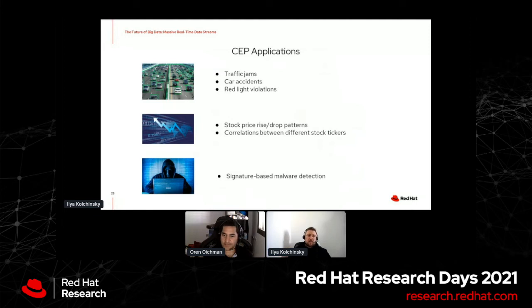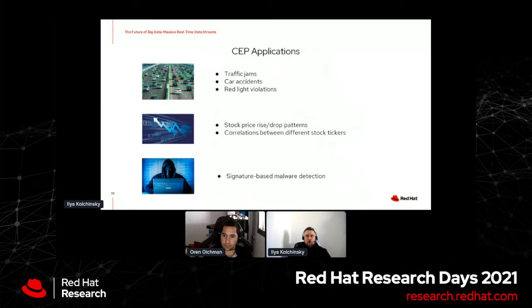If we're talking about cybersecurity, every behavioral signature of malware is a CEP pattern, because what a behavioral signature says basically is that if this happens and this happens and this happens, if an application connects to this IP and opens this file and I don't know what, then we want to raise an alert. So it's just CEP, and we can think of many other applications such as credit card fraud detection and many others.